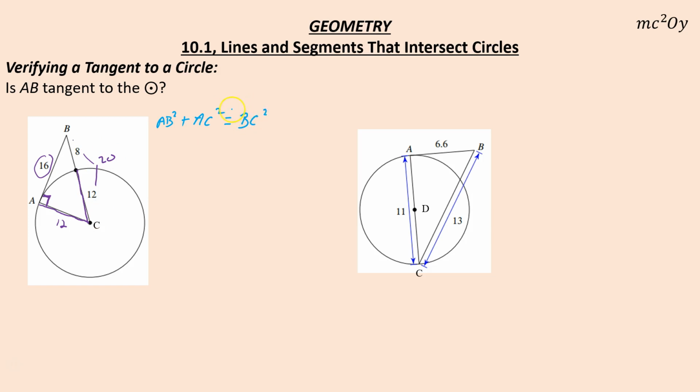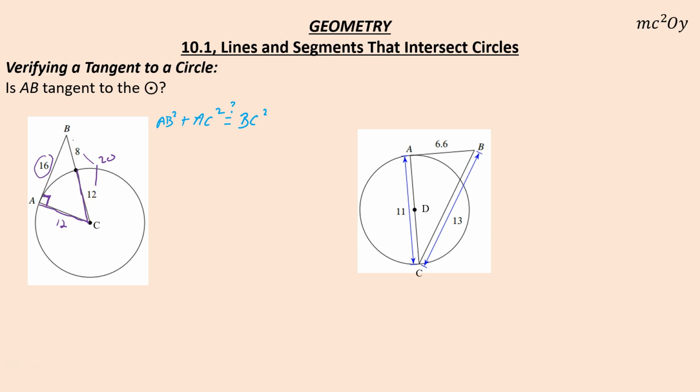If that's true, then it's a right triangle, and AB is tangent to the circle. If it's false, then it's not a right triangle, and since it doesn't intersect at a right angle, AB is not tangent to the circle.